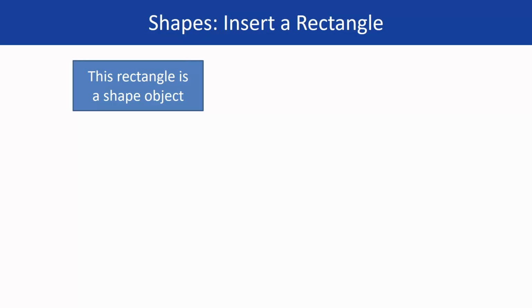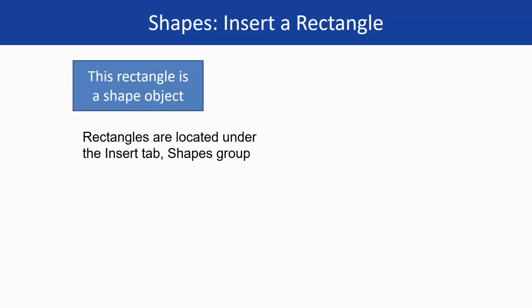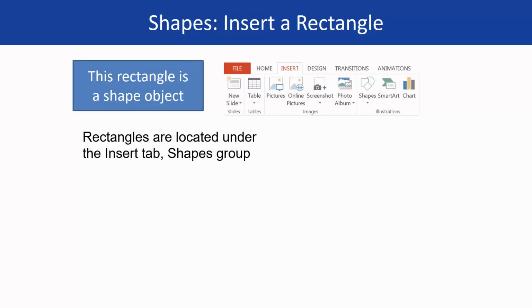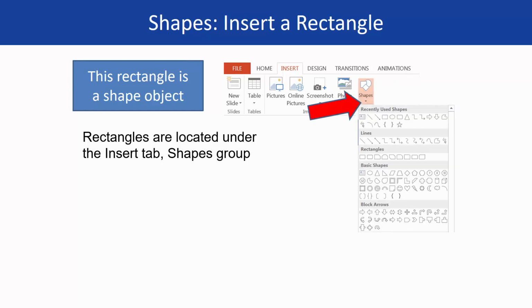We have an object on the screen here. It's a rectangle. It is a shape object. How do you find it? Well, on the ribbon, we look at the Insert tab, and then we go to Shapes and go down to Rectangles.